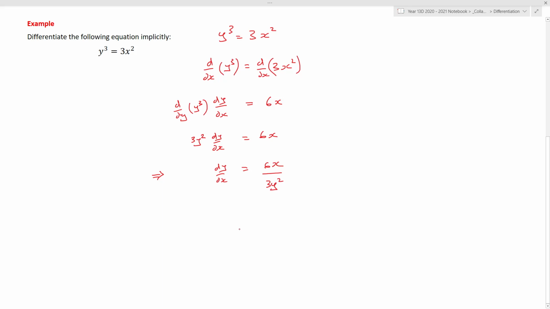So hit pause, copy the example down. When you're ready, hit play, and we'll look at another example then.